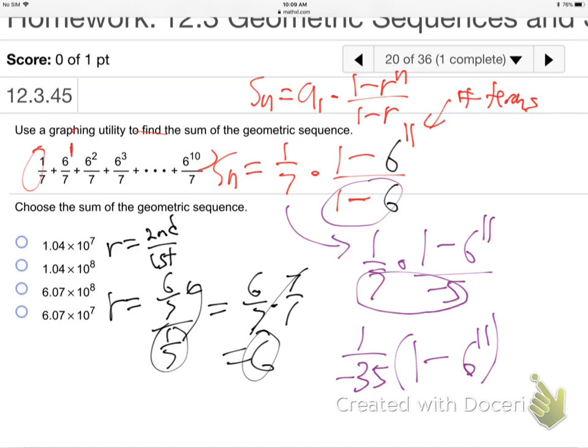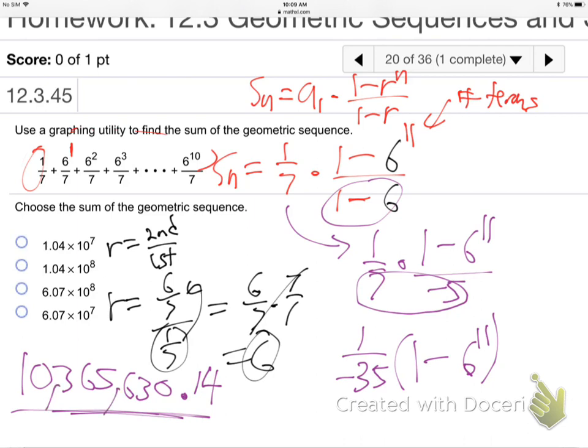And I'm getting, here's what came out on mine. I got 1.0365. Come on. There we go. Did you all get that? So that's a comma, comma. 10,365,630. Did you guys get that? Or maybe you got a different format.